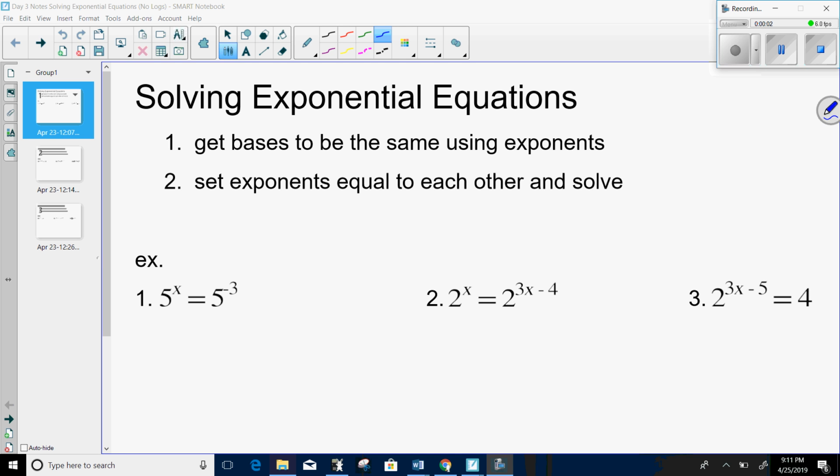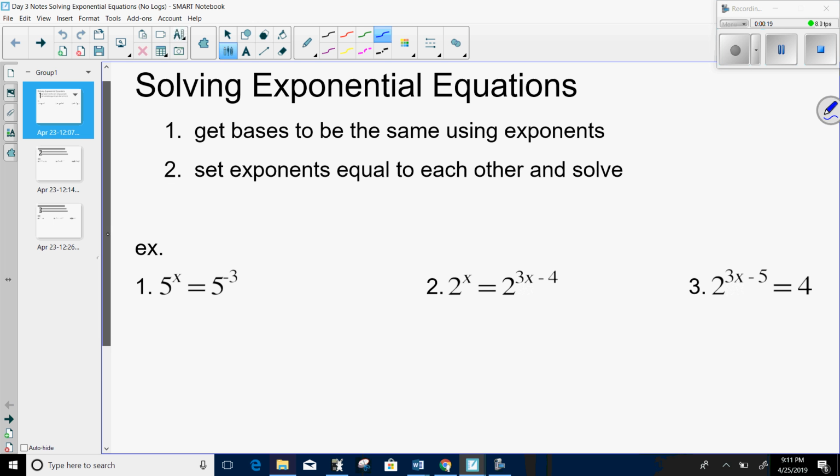This video is about how to solve exponential equations by getting the bases together. So you have these two steps up here. The first step in order to solve exponential equations is to get the bases together, or to be the same, using exponents. And then once you get the bases together, you set your exponents equal to each other. So we'll talk about that.